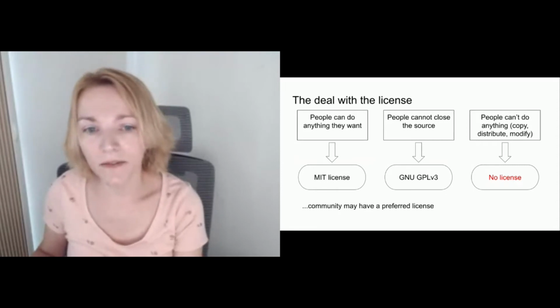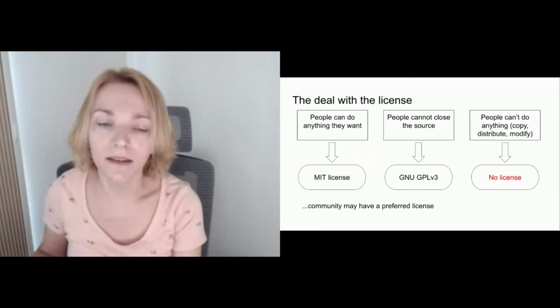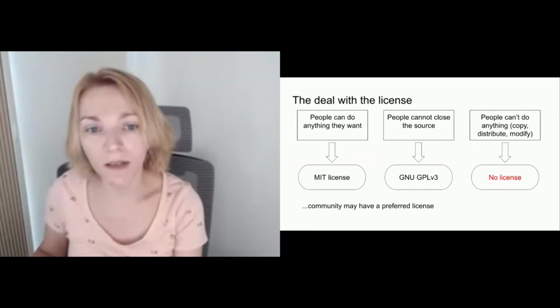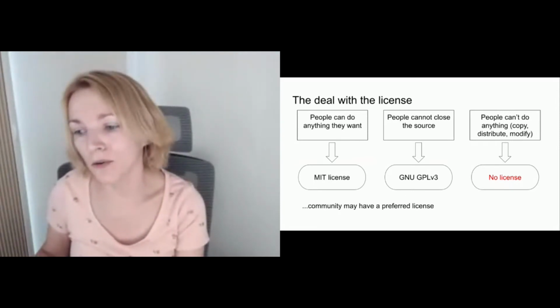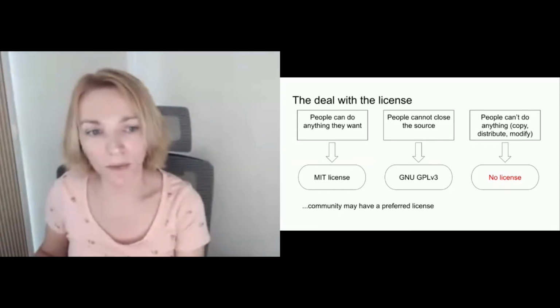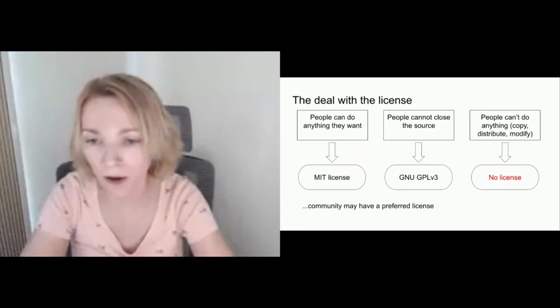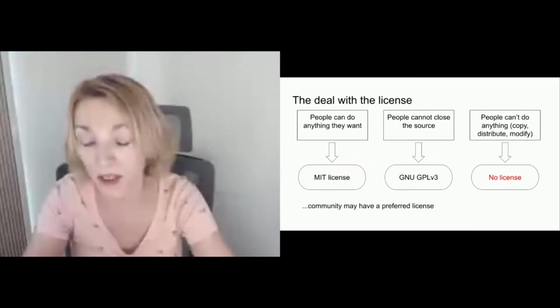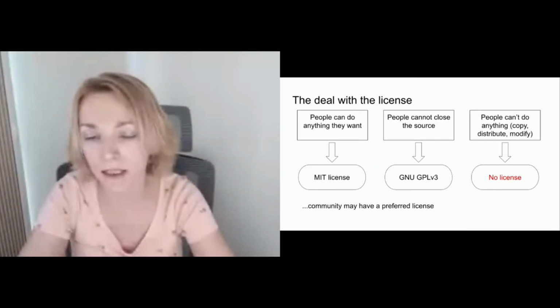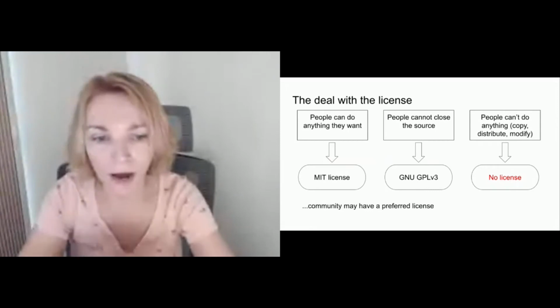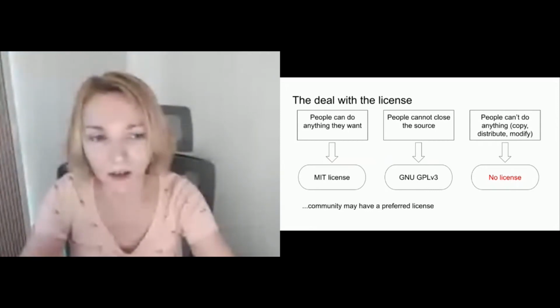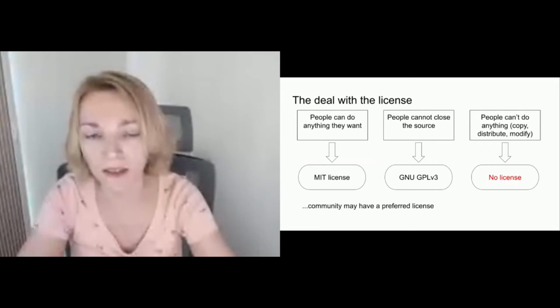With GNU GPL v3, that is another very commonly used license, people cannot close the source. So sometimes you distribute your code, and with MIT license, people can actually compile your code and distribute it pre-compiled, so nobody else can change the source. With GNU GPL v3, this is not allowed. Anytime you distribute the software, you have to provide the actual source and not just the build distribution, because people may want to modify it.